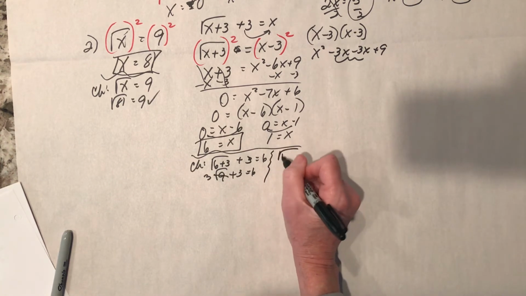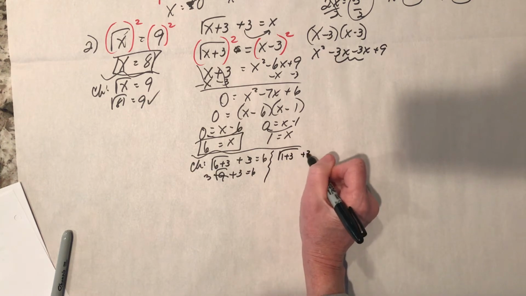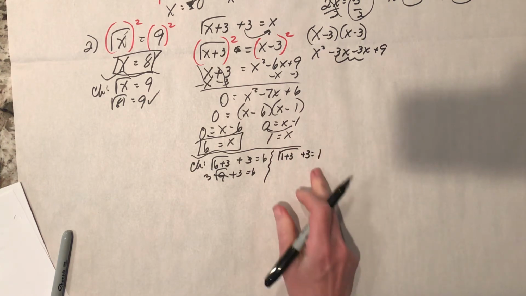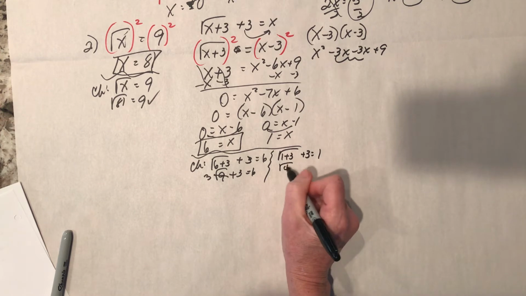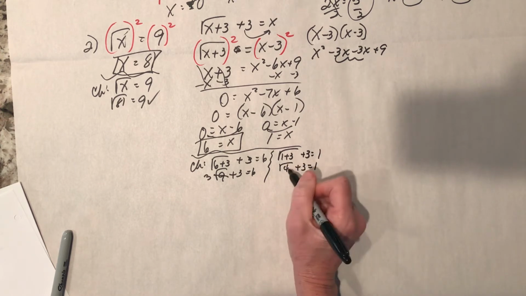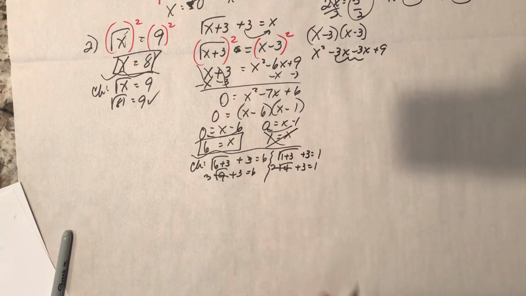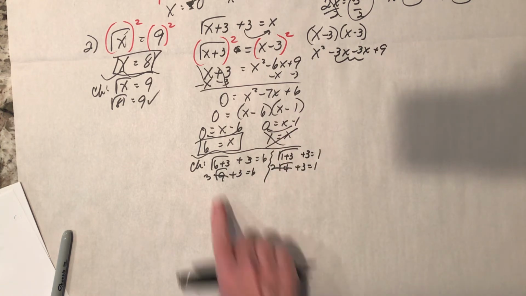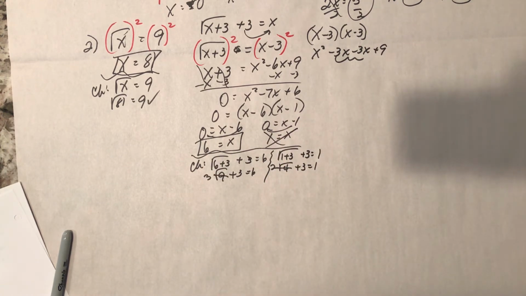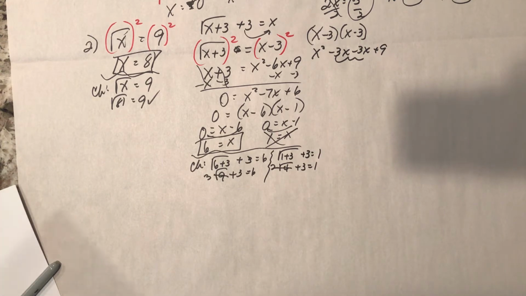Let's check the 1. So we've got the square root of 1 plus 3, plus 3 equals x, which is 1. Square root of 4 plus 3 equals 1. 2 plus 3 equals 1, no. So that answer didn't work. So we've got one answer. We got a 6. So you only put in 6 as the answer. Two numbers wanted to be our answer, 6 and 1, but only one of them worked.